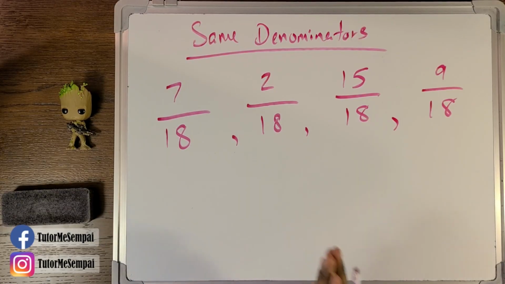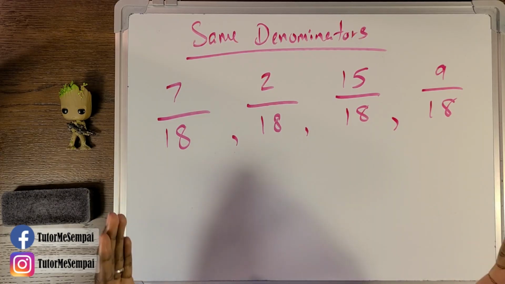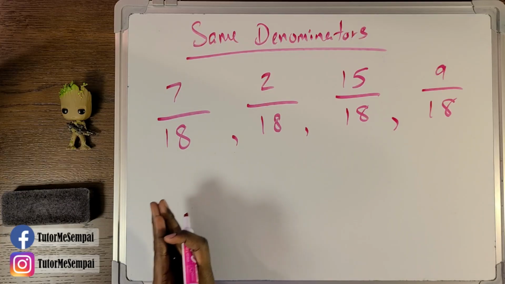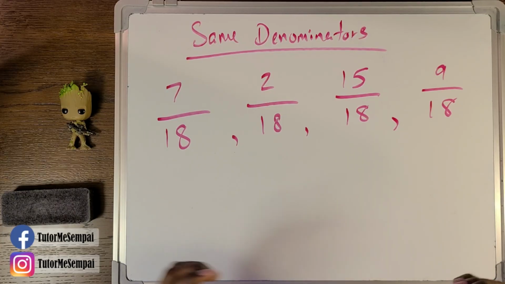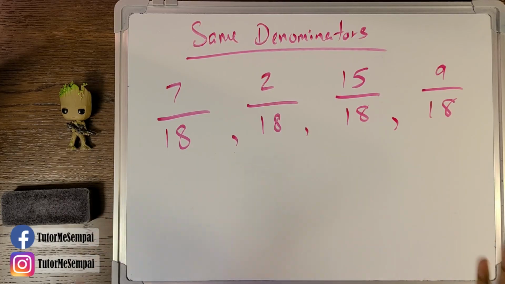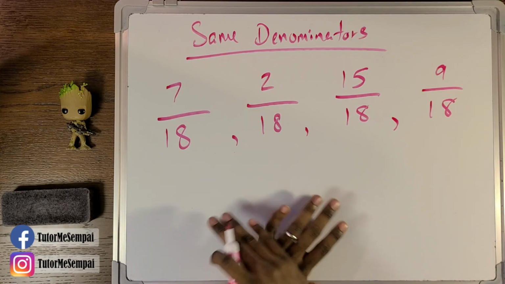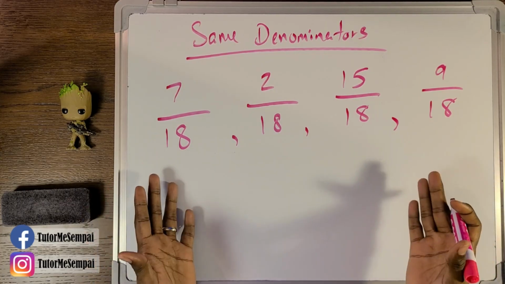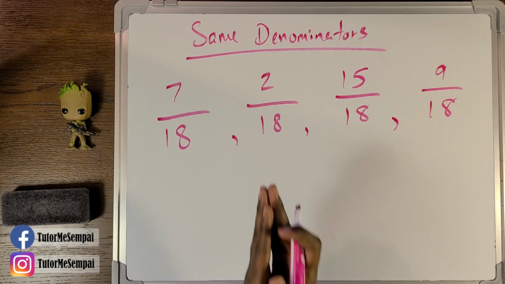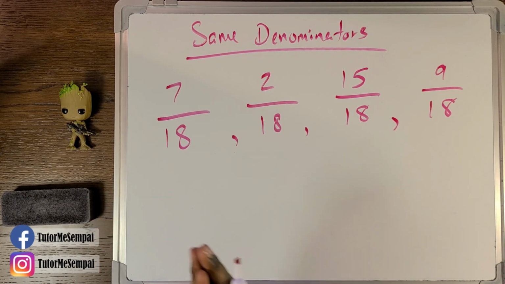So let's say you have this group of fractions in which they all have the same denominator of 18, and we have to order these from smallest to biggest fraction. I say this is going to be super easy because you don't have to do any math. You can look at this and then put them in order. And that's because whenever you have fractions with the same denominator, you pretty much ignore the denominator and you look only at the numerator. And then you order that from smallest to biggest.